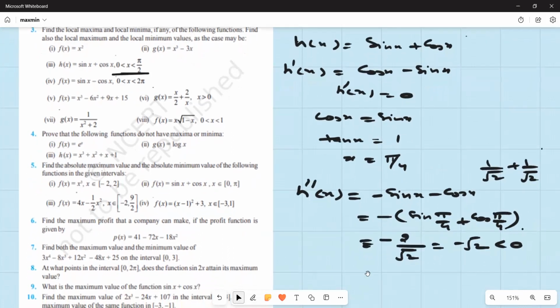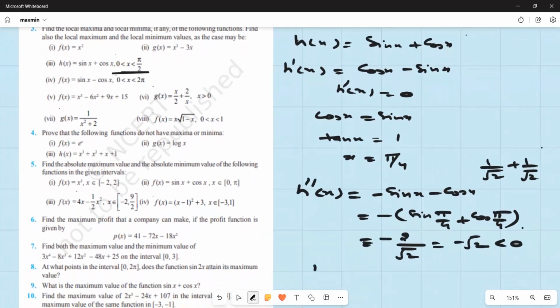And what value came? The maximum value: h(pi/4) is sin pi/4 plus cos pi/4, right? So this is 2 by root 2, or root 2, is the maximum value. Clear, children?